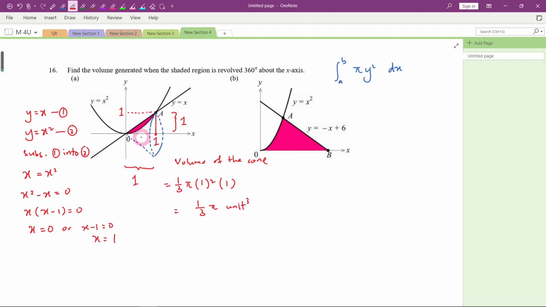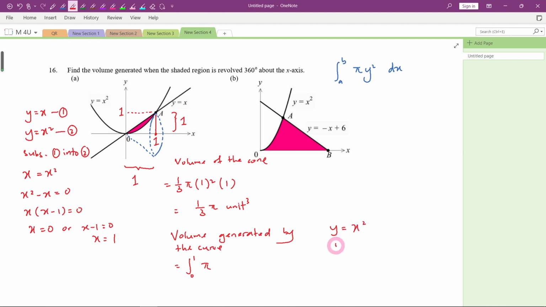Now I'm going to find the volume generated by the curve. Use this formula. A is equal to 0, B is equal to 1, from 0 to 1, pi y squared. Okay, remember, you have to be more careful. Don't use this one, since we are talking about volume generated by the curve, we need to use this one. As I told you just now, I will suggest you do it separately.